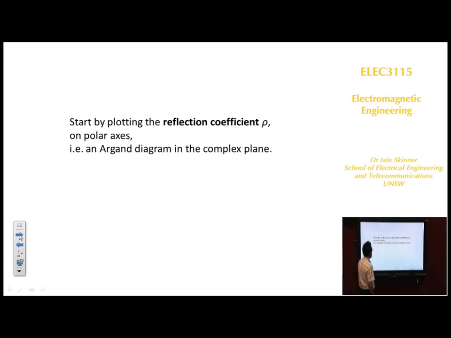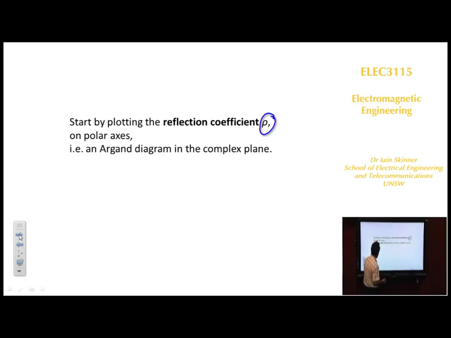We start in thinking about the Smith chart by thinking about the reflection coefficient rho. Rho, if you recall, is the ratio between the reflected amplitude and the incident amplitude. It's a complex number. It has an amplitude itself that is less than 1, and it has a complex phase related to how far away from the actual reflection you are.